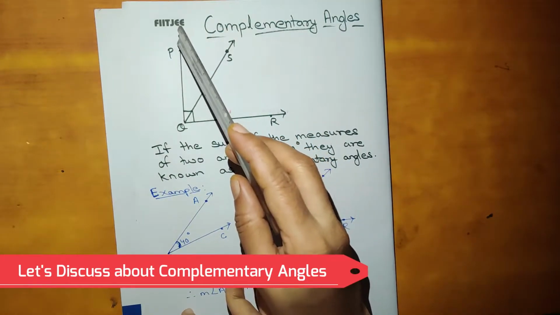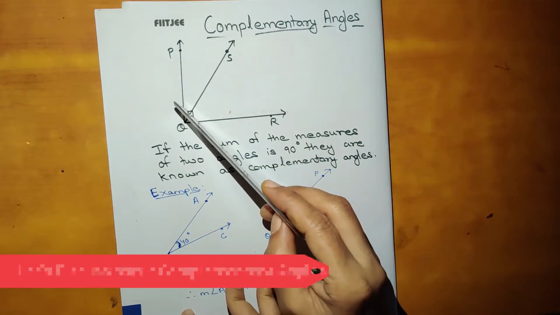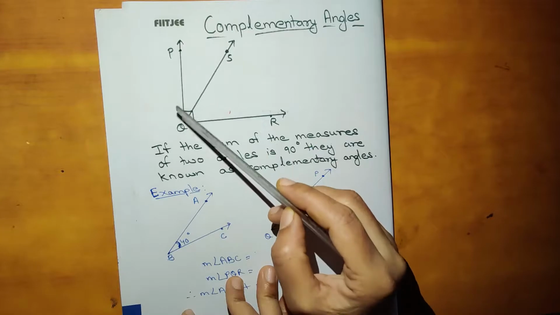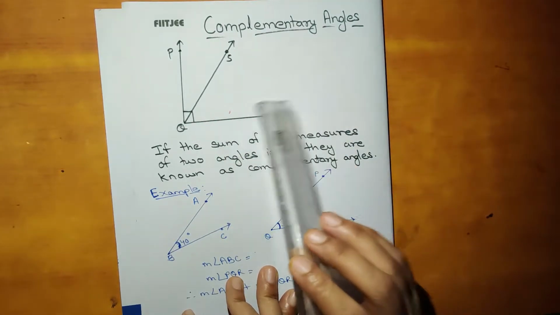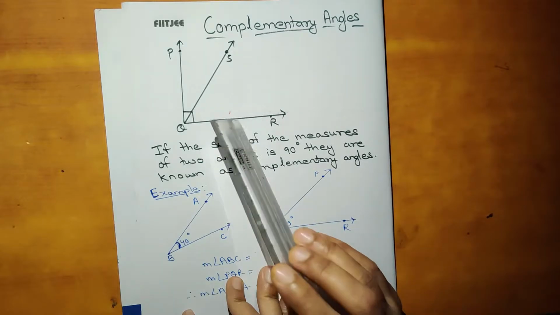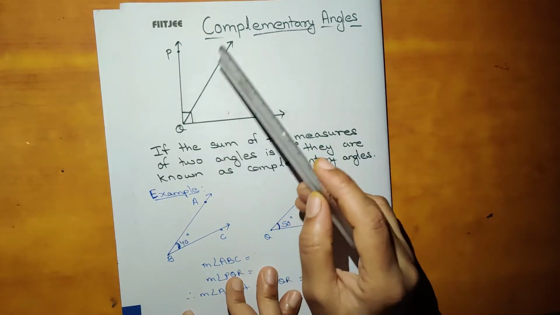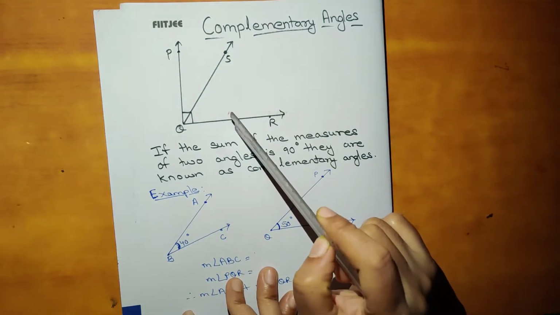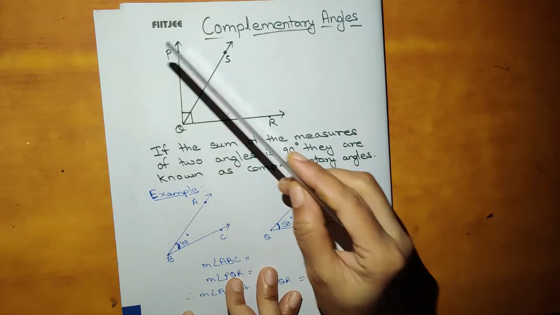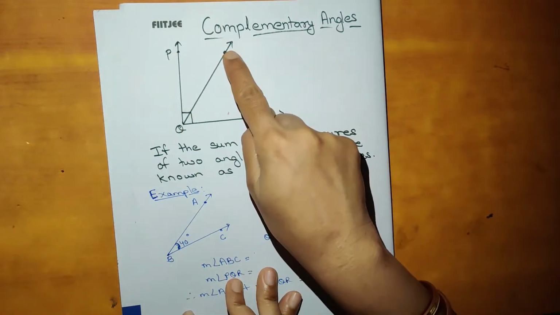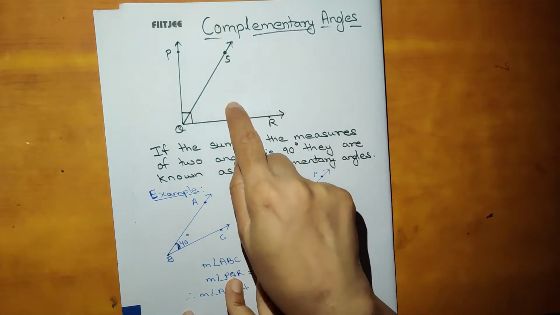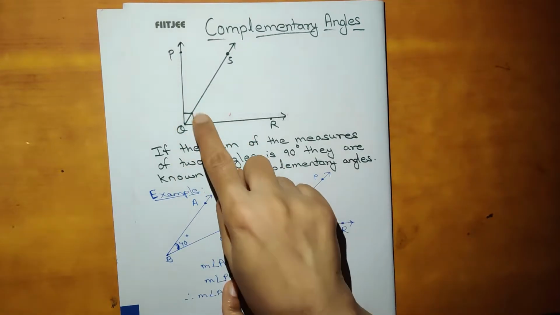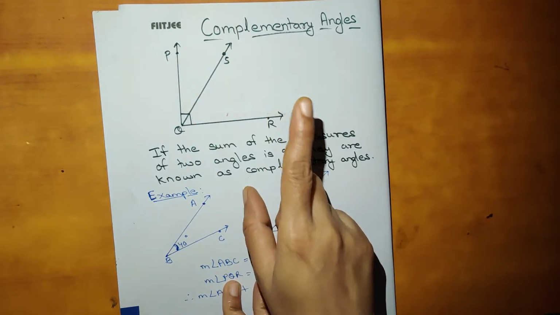Now if you see this angle PQR, the symbol shows it is 90 degree. So a pair of angles whose sum is 90 degree, we say that they are complementary angles. Once again, if the sum of the measures of two angles is 90 degree, then they are said to be complementary angles. Here, angle PQS plus angle SQR, if you add, you will get 90 degree, that is a right angle, and such a pair of angles is known as complementary angles.